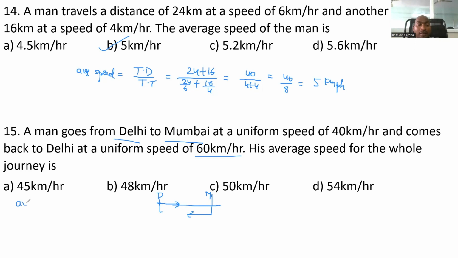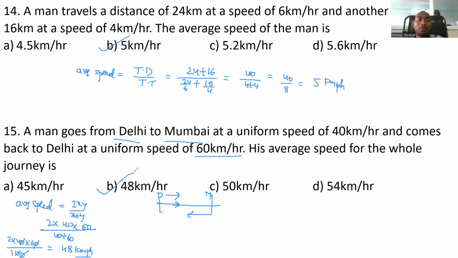Then what do we know? Average speed equals 2xy by x plus y. When somebody is going and returning back to the original place, at that time we use 2xy by x plus y. So 2 into first speed 40, second speed 60, by 40 plus 60, which is 2 into 40 into 60 by 100. Zeros cancel. 2 4s are 8, 8 6s are 48. So the answer is 48 km per hour. Option B.